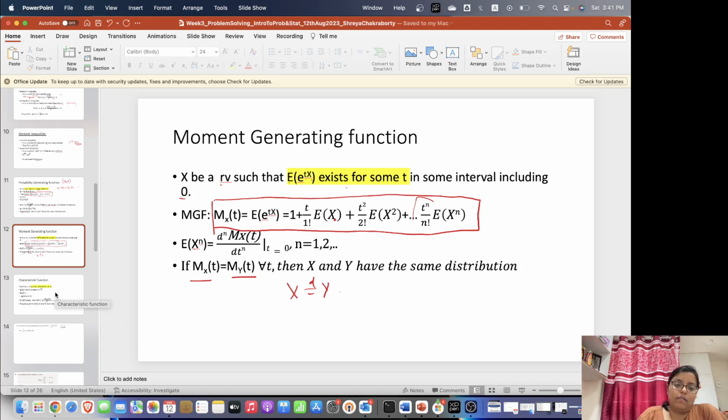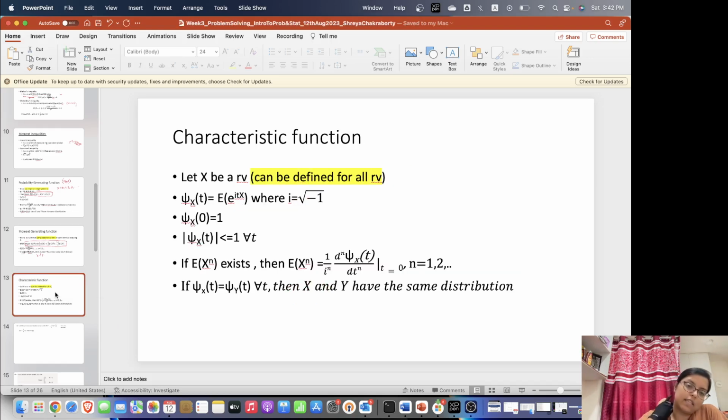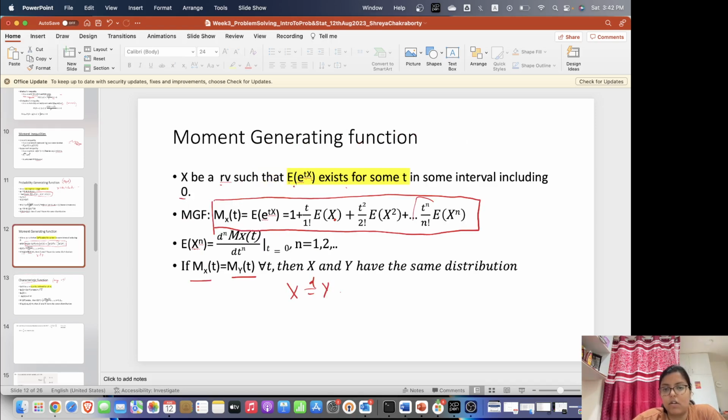And another thing is that the characteristic function can be defined for all random variables. We need not worry whether expectation exists or not, because it will always exist. So a characteristic function can be defined for any random variable. MGF can be defined only when the expectation exists.